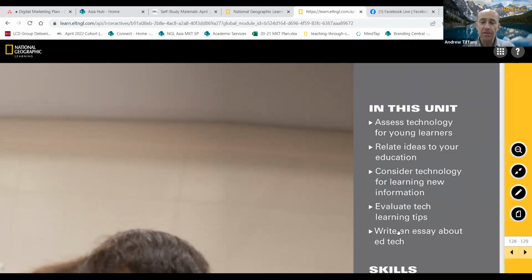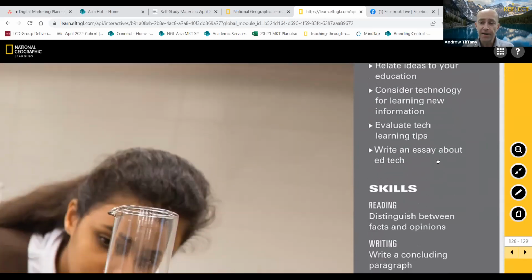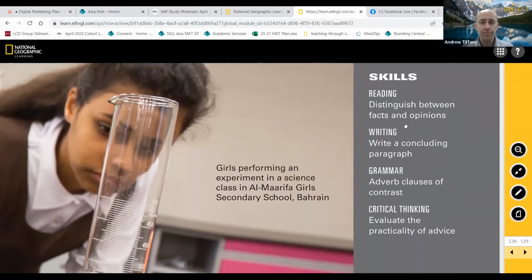Tech learning tips, and then writing an essay about EdTech. Now, actually, of these five, we're really going to focus on the first two, okay, and the last one, okay? The reason we're skipping these two is we can't get through the whole unit, right, in a short amount of time. So we're just going to skip over a couple of pieces in the middle, okay? Now, the skills that we're going to work on: distinguishing between facts and opinions. We'll talk about that later. How to write paragraphs, okay? We're going to be talking about adverbs of contrast and evaluating the practicality of advice. Does it work for you, right?